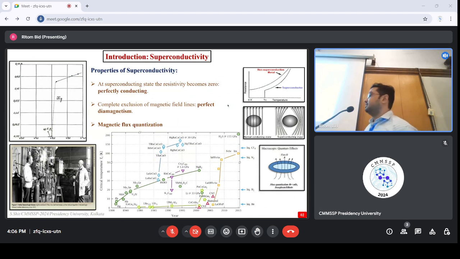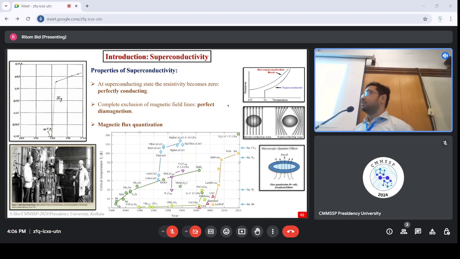Superconductivity was first observed in mercury by Kamerlingh Onnes in 1911, and it has some peculiar properties. Below some transition temperature Tc, the sample shows perfect conductivity, and it expels all the magnetic field from inside the sample. That means it is perfectly diamagnetic. Also, some superconducting samples allow the magnetic field to penetrate inside the samples, but in a quantized way.